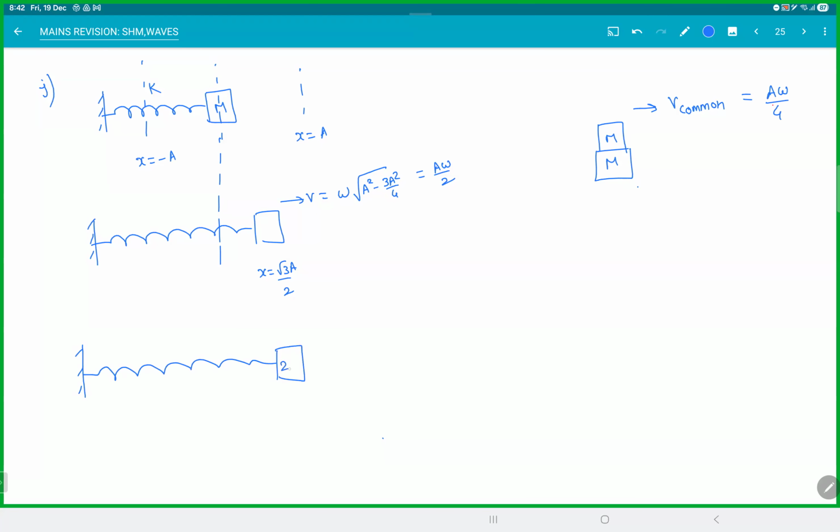Now, for the new question, we have a block of mass 2m. x equal to 0 is still the mean position. This position is still x equal to root 3A by 2. Now the speed here is A omega by 4. Clear this? And what was this omega? Omega is equal to root over k by m.